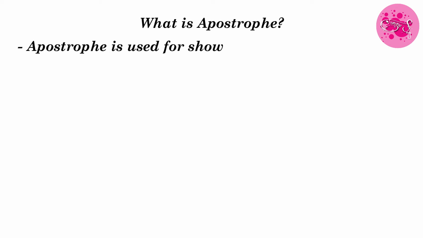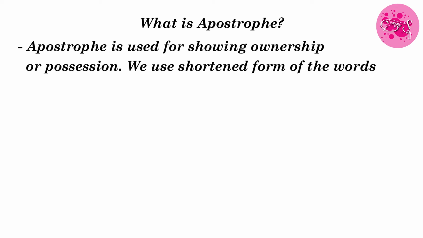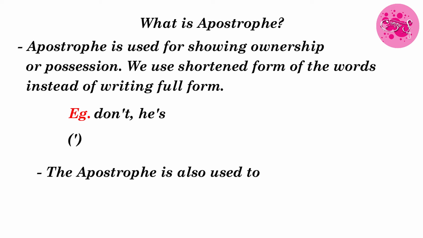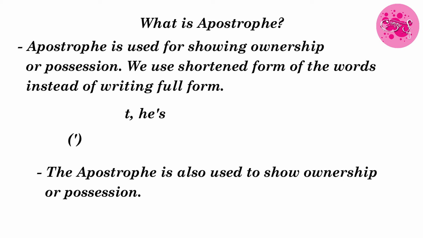So children, what is an apostrophe? The apostrophe is used for showing ownership or possession. Sometimes we use the shortened form of certain words instead of their full forms. For example, we use don't, he's, and so on. The apostrophe, that floating comma, is used to make these words. The apostrophe is also used to show ownership or possession.